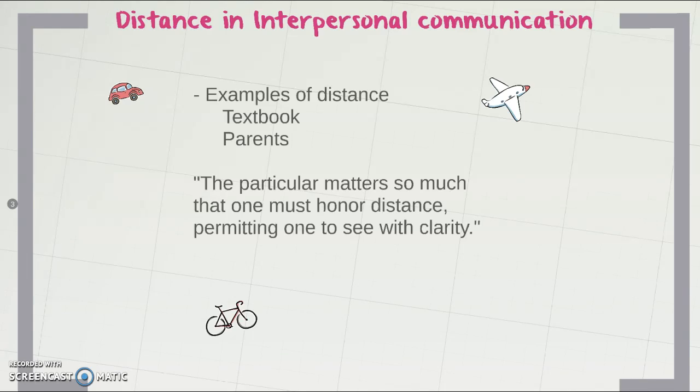And with distance in interpersonal communication, there's a few examples that were given. The textbook gives the example of when you are close to something, you can't really see the details, but when you hold that object or the situation further from your eyes or your emotions, you step away and you can see all of the fine details.